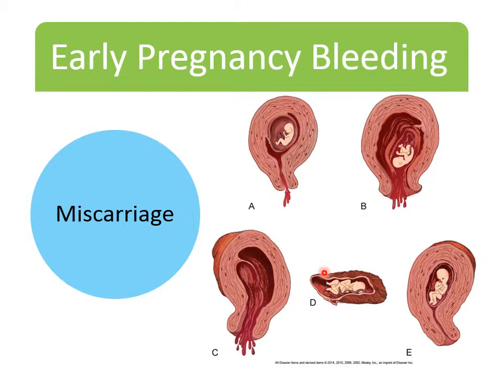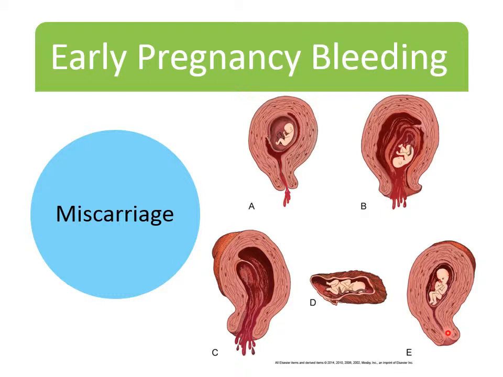A missed miscarriage indicates that the fetus has died, but the products of conception remain in the uterus for up to several weeks. There may be no bleeding or cramping. E is a missed miscarriage. You see all the products of conception, the placenta and the fetus, are still within the uterus. The cervix is closed, so there is no bleeding.